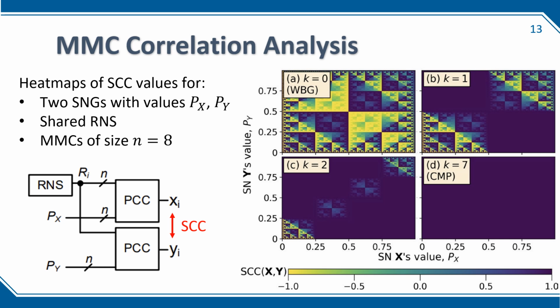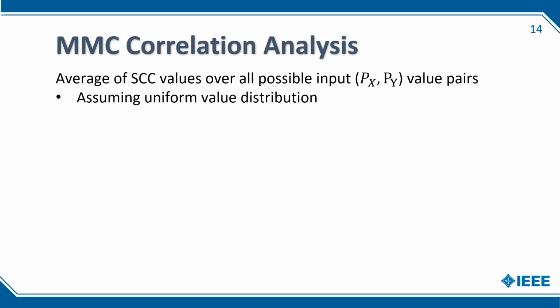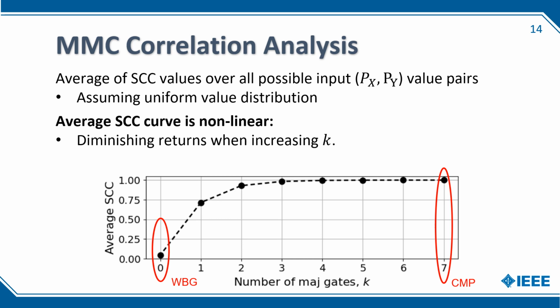exactly SEC equals 1. To better visualize the correlation trade-off curve, we can compute the average SEC over all possible input value pairs, under the assumption that each value pair is equally likely, i.e. the input values are independent and identically distributed uniform random variables. The resulting graph is nonlinear and confirms that SEC rapidly increases after increasing K by just 1 or 2 majority gates, with diminishing returns as we get closer to the comparator design.